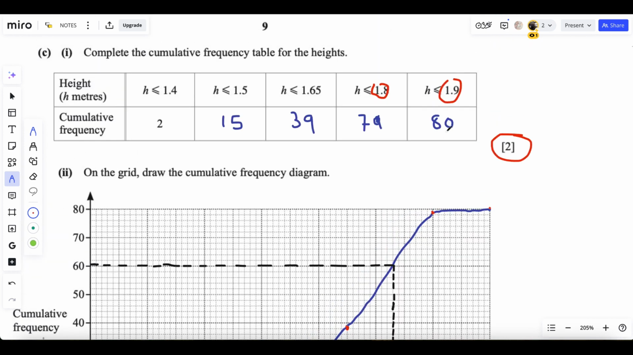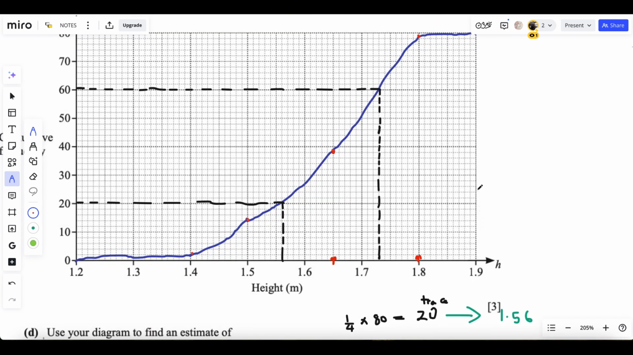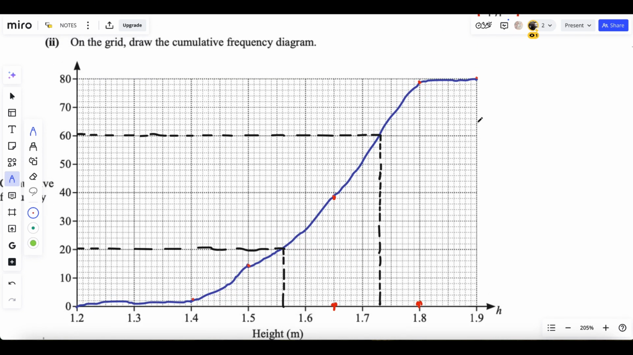You trace 1.9 to 80. We trace it to 80. 80 is here because look at it, it's 80. So 80, you trace it there.